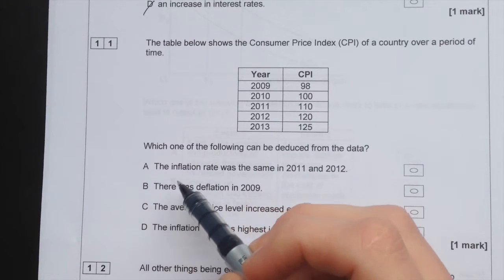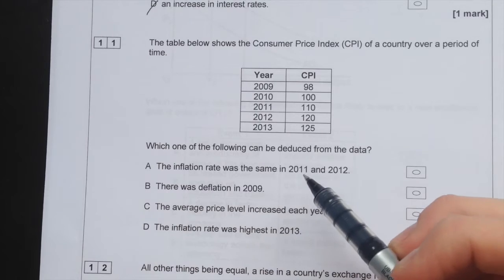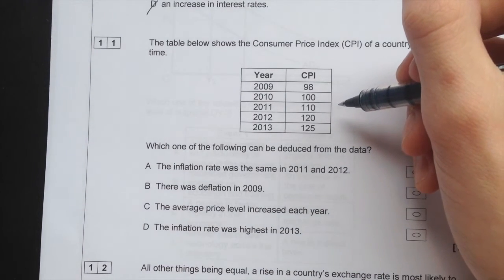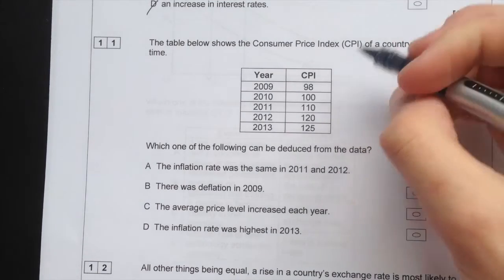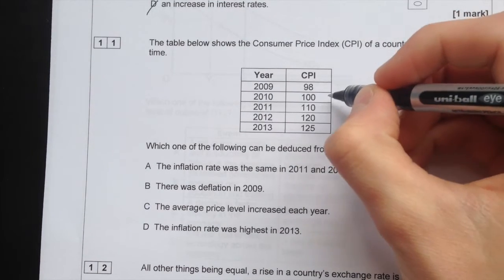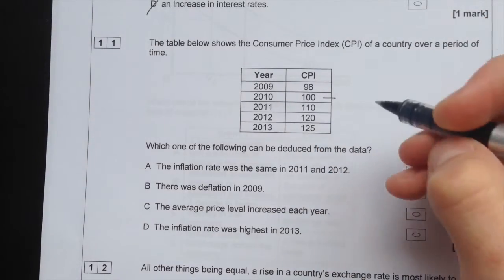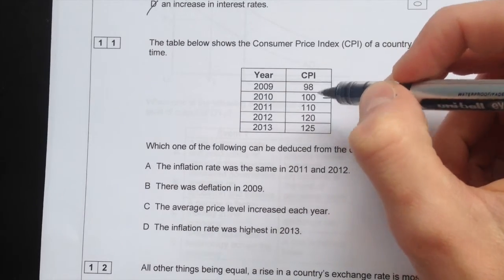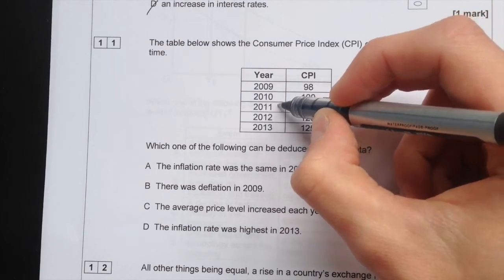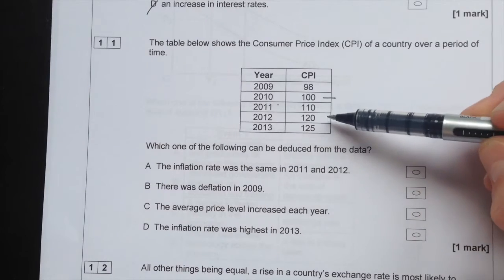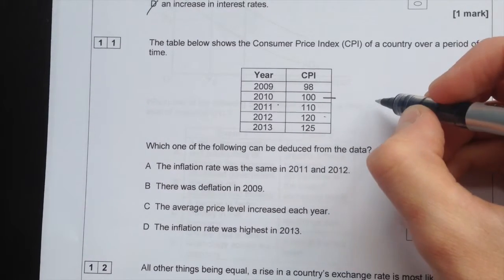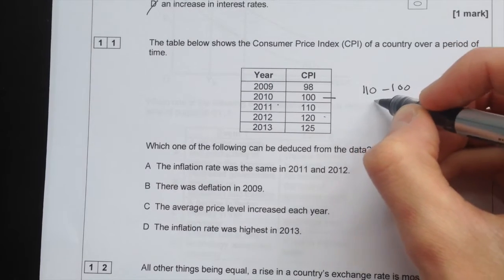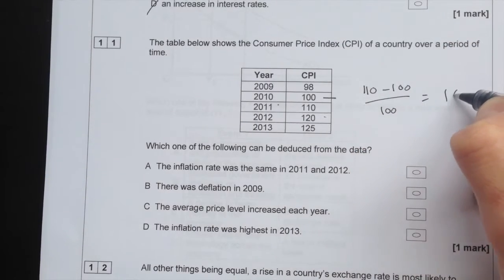Right, so A, the inflation rate was the same in 2011 and 2012. That's not the case because it's index numbers. So our 100 is our index. Actually, the inflation rate is higher in 2011 than it is in 2012 because that is a 10% increase. So it'll be 110 minus 100 over 100 equals 10%.